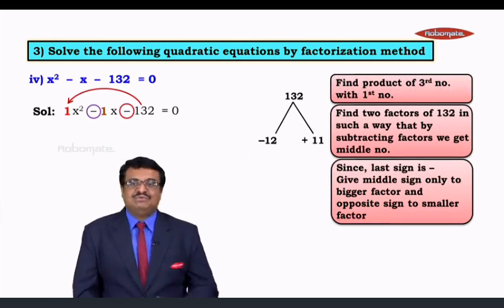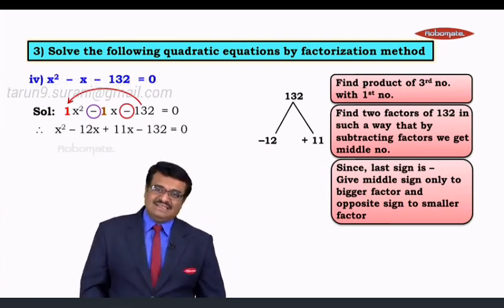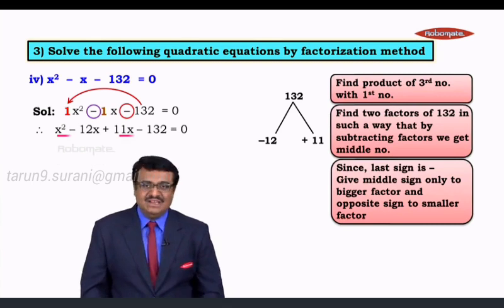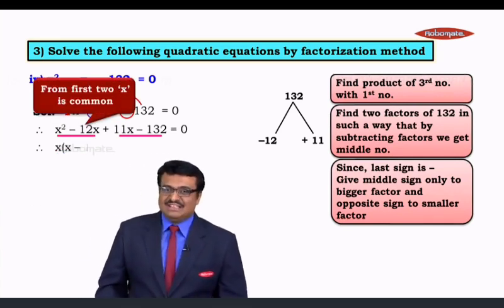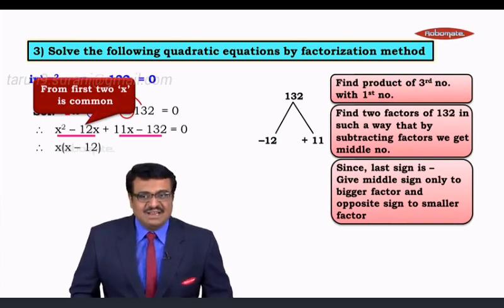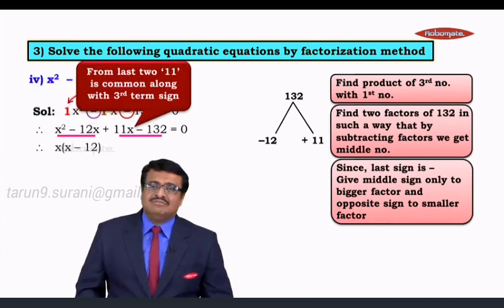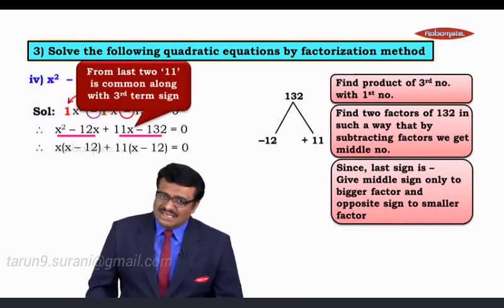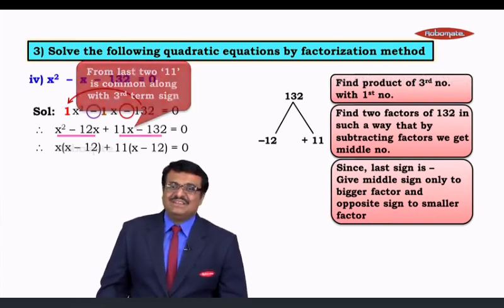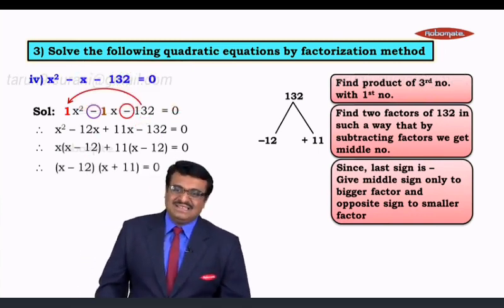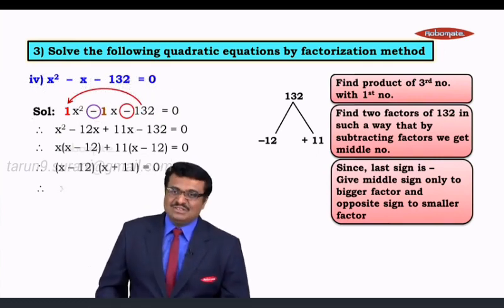Right? Now write these 2 factors in the question. So what we get is x square minus 12x plus 11x minus 132 is equal to 0. Now let us take out common from the first 2 and the next 2. From the first 2 you can take out x common. What stays inside the bracket is x minus 12. Whatever is the sign of the third term, that sign also goes out. From the next 2 we can take out plus 11, and what stays inside the bracket is x minus 12 is equal to 0. Now in this line x minus 12 is getting repeated, so that goes out common. x minus 12 into x plus 11 is equal to 0.